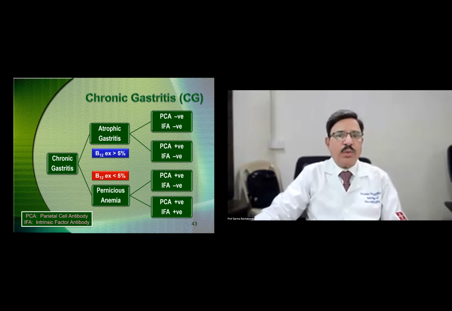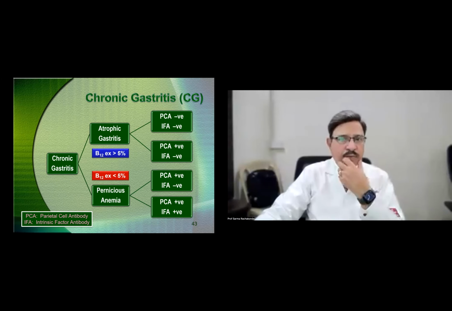What do you do? Is it atrophic gastritis? Then pernicious anemia. Chronic gastritis is due to pernicious anemia. You have to take B12 estimation. If the B12 is lower, it is pernicious anemia, the atrophic gastritis. Then you have to do PCA and IFA. Intrinsic factor antibody and then parietal cell antibody. PCA is parietal cell antibody, IFA is intrinsic factor antibody.